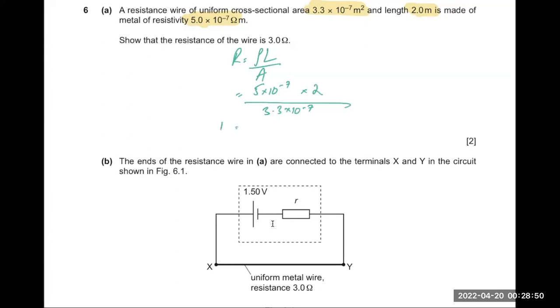Plug this in the calculator and you'll get your value of resistance, which is exactly equal to, let's see, 3.030303, 3.0303 recurring decimal, which is equal to 3.0 ohms.